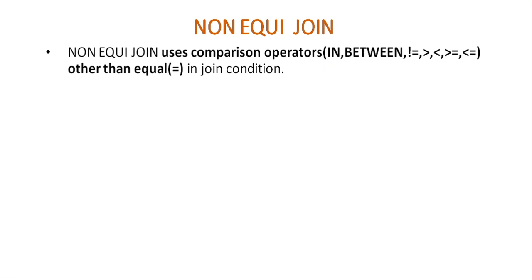Now the next type of join is non-EQUI join. It is opposite to EQUI join. In EQUI join we use the equality operator, that is the equal to sign in the condition, okay, or in inner join.